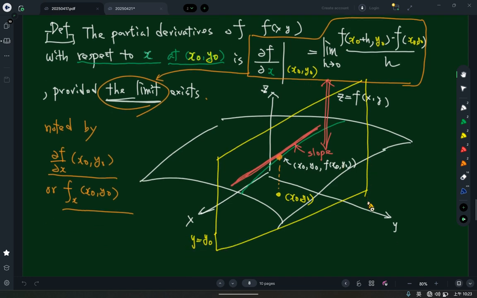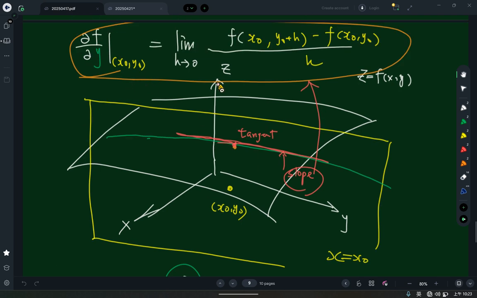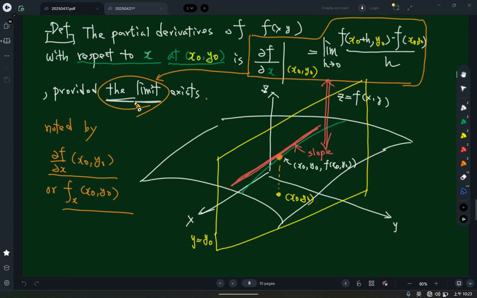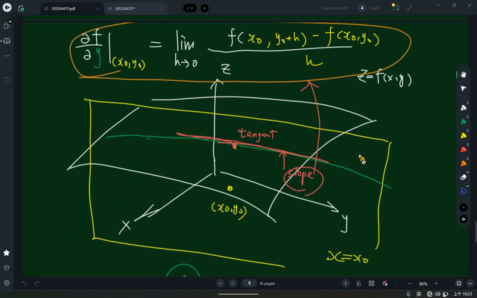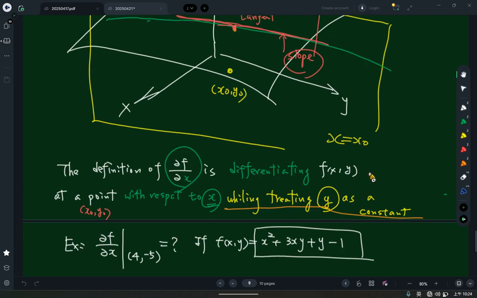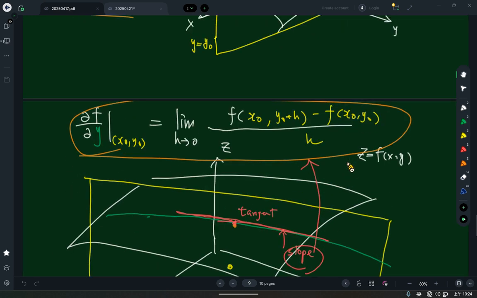Okay, so similarly, if you want to calculate the partial derivative with respect to y, you use x equal to x0 to cut the surface, and you get a curve. Then you get the slope of this tangent at x0, y0. Okay, so this is the original definition of the partial derivative.